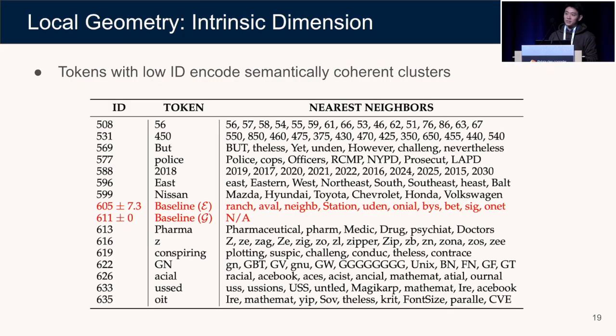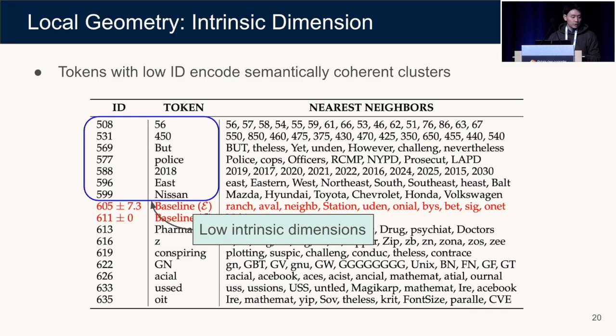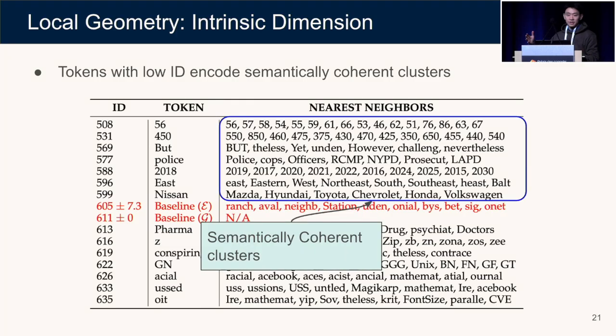What's interesting is, here I'm showing you randomly sampled tokens as well as their intrinsic dimensions. This is with GPT-2 medium, so its external, quote-unquote, full dimension would be 1024. But if you look at tokens with low intrinsic dimensions, you often see very semantically coherent clusters around them. So for instance, for the token 450, you see other tokens that are multiples of 10, like 550, 850, 460. Same thing for, say, token Nissan. You see tokens like Mazda, Hyundai, Toyota, and so on.